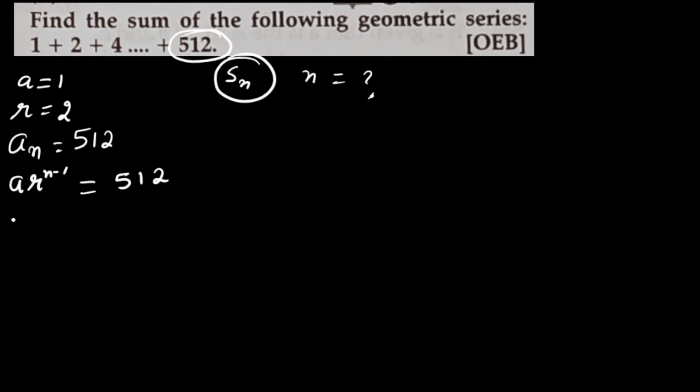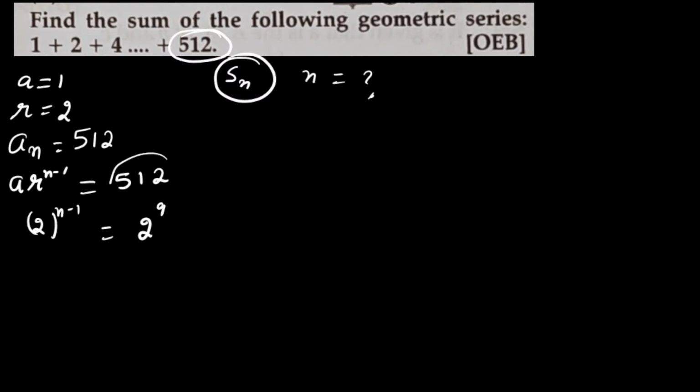Now we'll substitute the values. A's value is 1. 1 into r's value 2 to the power n minus 1 equals 512. 512 is 2 to the power 9. In many questions we have done. So bases are same. With 1 we multiply, it will be 2 only, so 1 no need of writing here. 2 to the power n minus 1 is equal to 2 to the power 9.